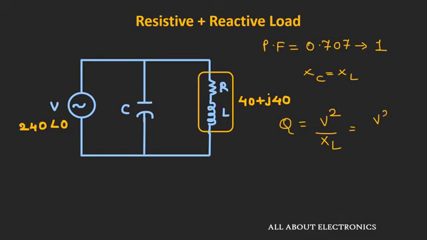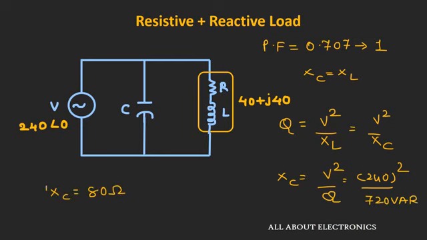So we can write V square divided by XC. That means XC is nothing but V square divided by Q. Now we know that here the voltage is 240 volt, that is 240 volt square, and earlier we found that the value of this reactive power is 720 VAR. So from this we will get the value of XC as 80 ohm.